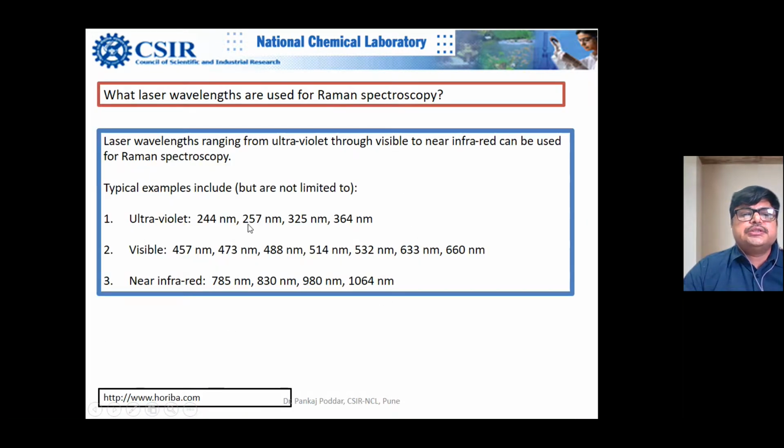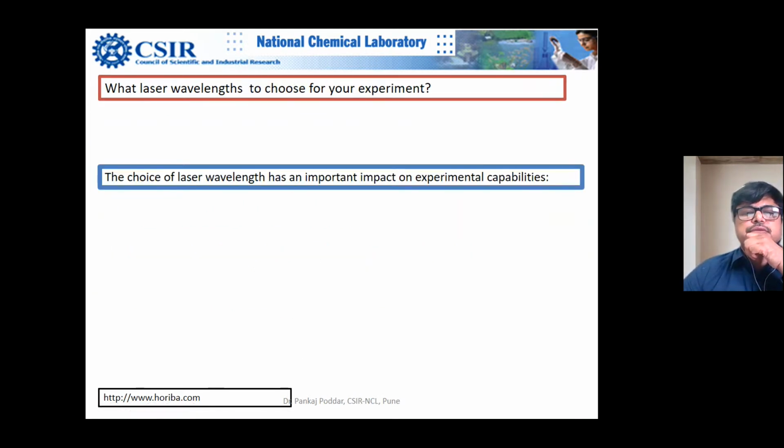These are some typical lines which people will use in the ultraviolet. These are the choices sometimes. In the visible, these are the choices. And so people see what is affordable, and they buy those sources.